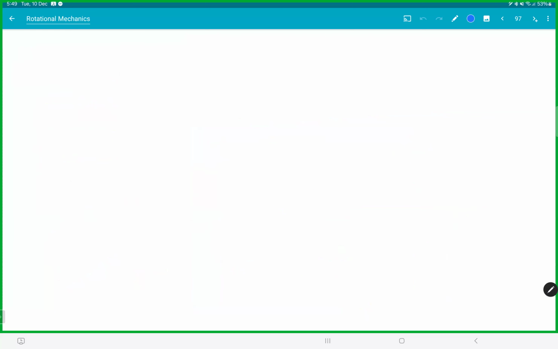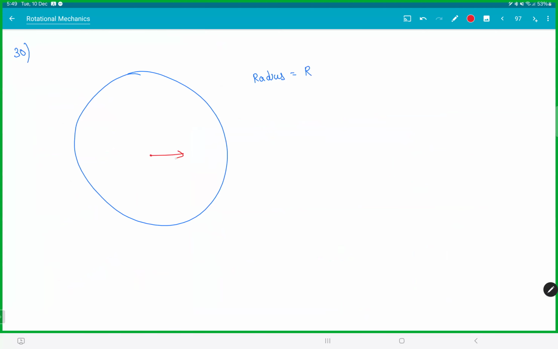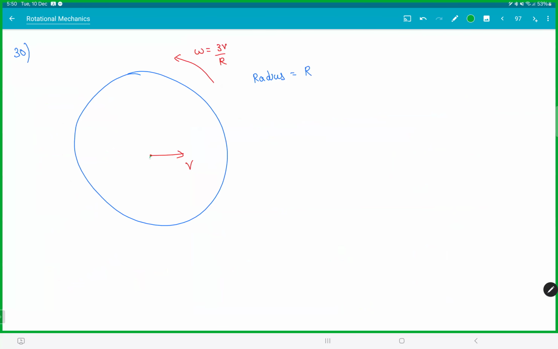Yeah, let's see a question on this. That will make things more clear. We got a disk here. Radius is r. Center velocity is v. It is rotating backward with omega equal to 3v by r. We have a point A here at a distance of r by 2. This angle is 30 degrees.